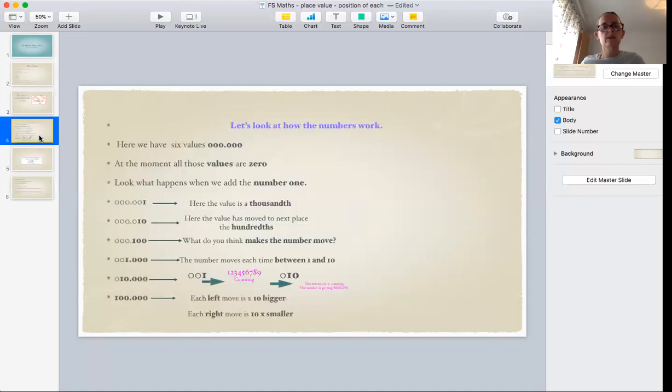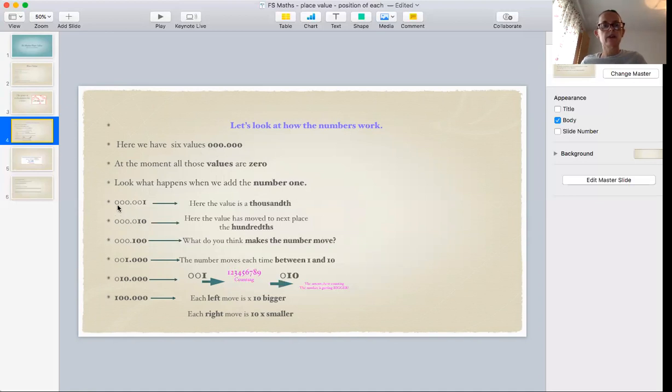All right. So let's look at how the numbers work. So here we have 6 values. Now at the moment they're all 0, yeah? So we've got 3 zeros here and 3 zeros here. So those values at the moment are all 0. We're clear on that. So look what happens when we add the number 1.